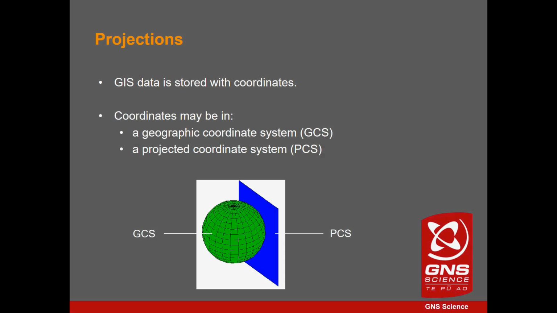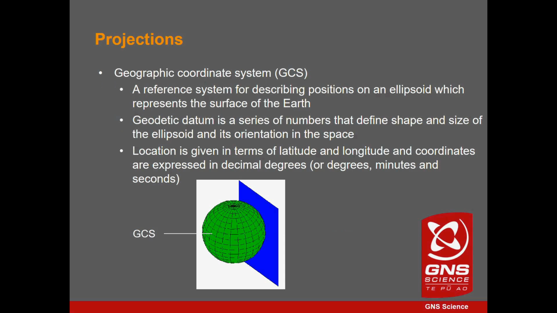Now we're going to look at projections, something quite important in GIS. So GIS data, as I said, was stored in coordinates, and these may be a geographic coordinate system, generally referred to as a GCS, or a projected coordinate system, which is a PCS. So the basic differences between these coordinate systems are demonstrated in this diagram below.